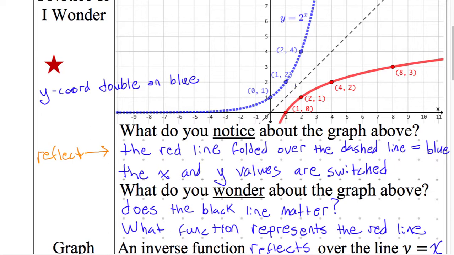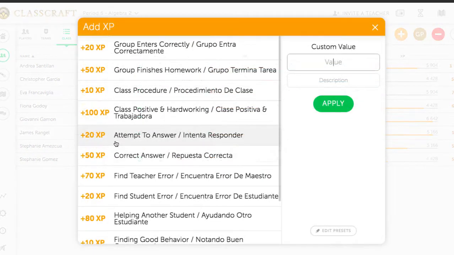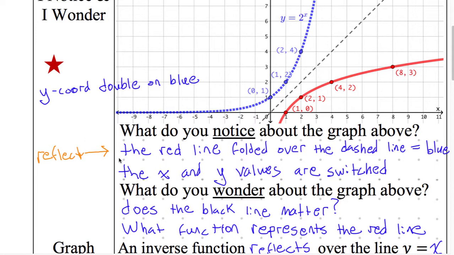And then, of course, I'm going to ask that question that toddlers always ask: why? Why is it y equals x? Does anyone have an idea? Yeah, Fiona. Yeah, exactly. So that is the reason why it's y equals x. You answered it perfectly, I'm going to give you XP. I asked the question horribly. Let me ask the question better. Why is the inverse a reflection over y equals x?